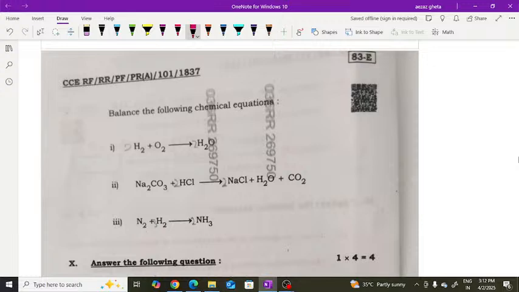H2O2 to balance O2, here we will give 2. So 2 oxygen, 4 hydrogen, done. NaCl, Na2 is there, so we give 2 here, so Cl becomes 2. Here 2, H2O, CO2 balanced. Here it is also balanced. Here give N2, to balance 2 NH3, so 3 H2. I think it was easier. Next question.